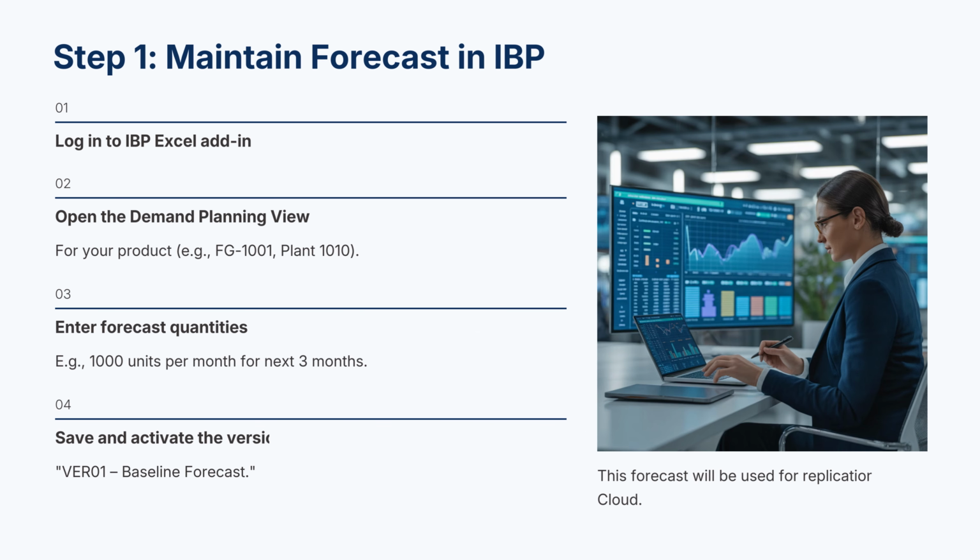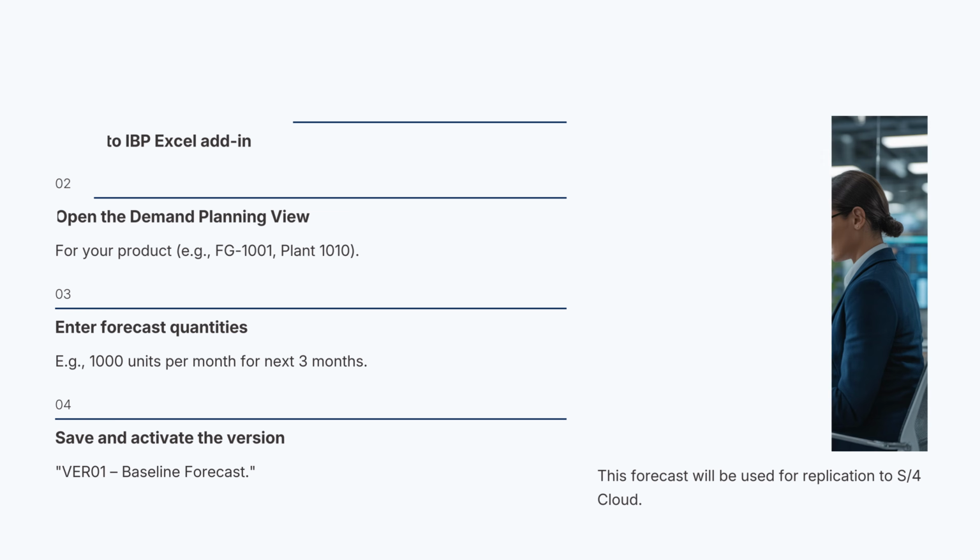Step 1. Maintain forecast in IBP. We'll start in the IBP Excel add-in. Open your demand planning view and locate your test product, for example, FG1001 at plant 1010. Enter forecast quantities for the next 3 months, say 1,000 units per month. Save your data and activate version VR1 baseline forecast. This forecast now becomes the input for replication into S/4HANA Cloud.